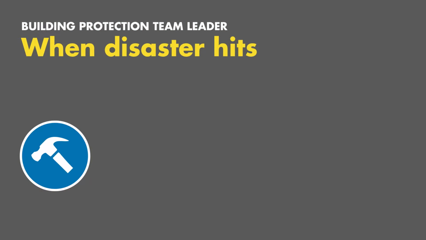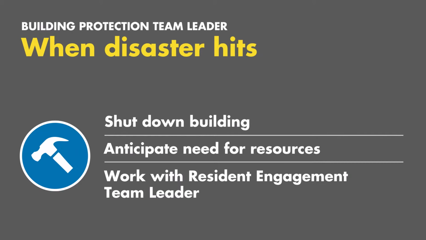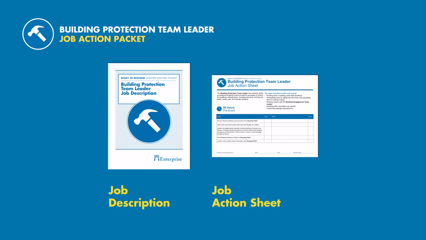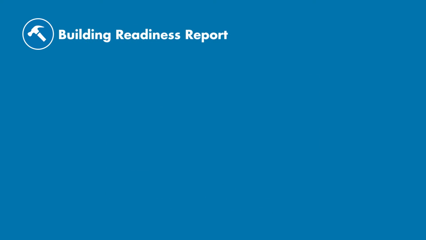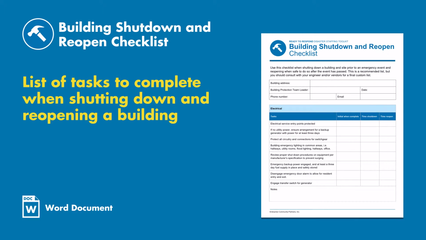When a disaster hits, the Building Protection Team Leader shuts down a building under tight deadlines, anticipates the need for additional resources and requests them in a timely manner, and works closely with the Resident Engagement Team Leader. In addition to the job description and job action sheet, tools to support the Building Protection Team Leader's role include the Building Readiness Report, which organizes key information about a building including critical systems, its residential and commercial use, and its evacuation zone.